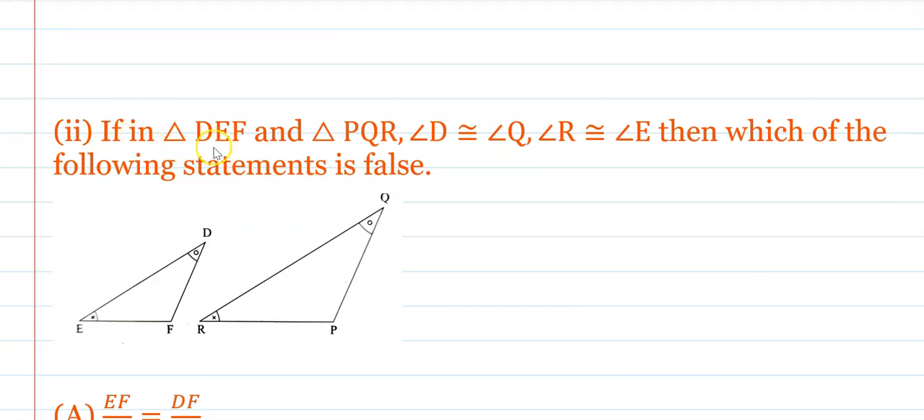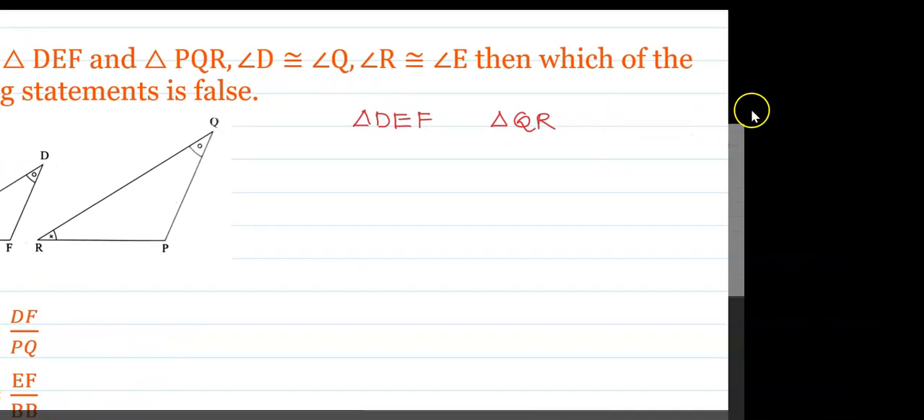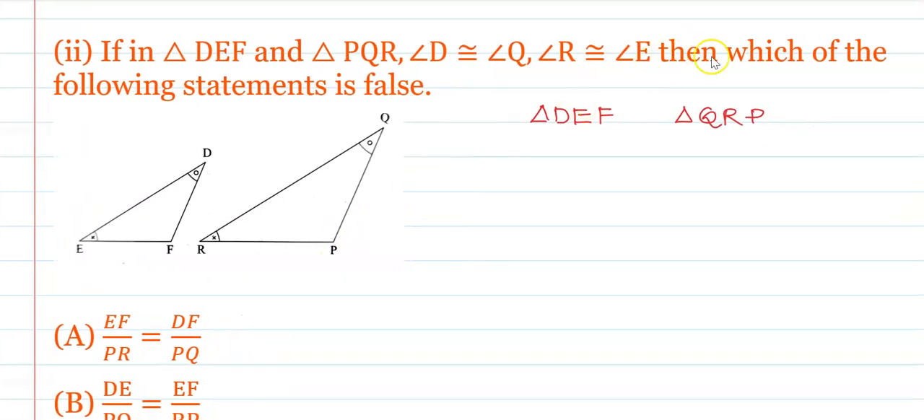If in triangle DEF and triangle PQR, angle D corresponds to angle Q. Next, angle R corresponds to angle E. Therefore, angle E corresponds to angle R. And the last, the remaining angle, corresponds to angle P. Okay. Then, which of the following statements is false?